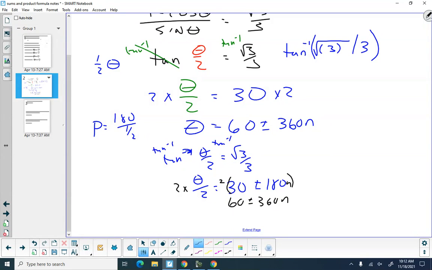Once again, it's the same type of problem, except now I'm applying a half angle formula to it. Solve my equation.